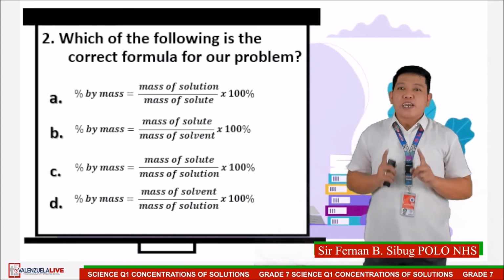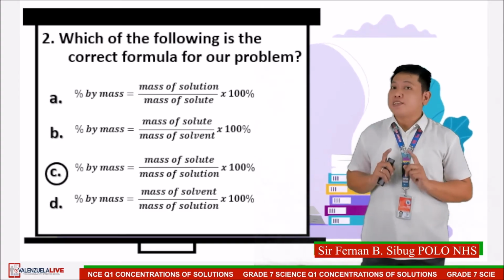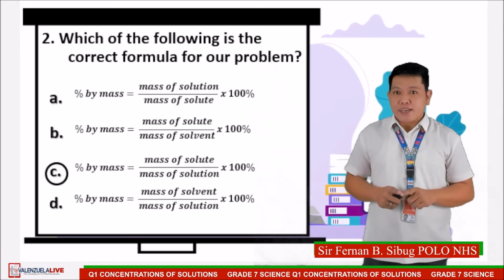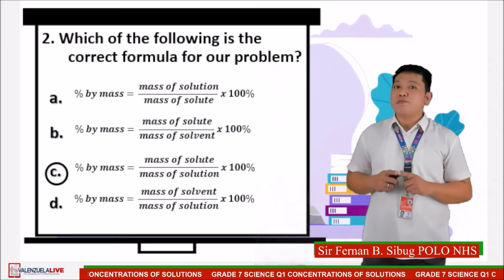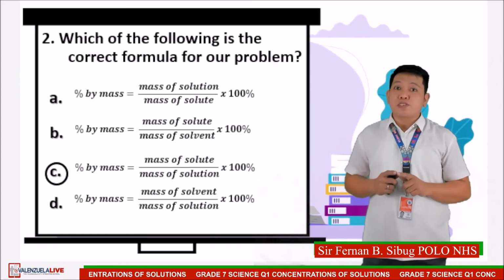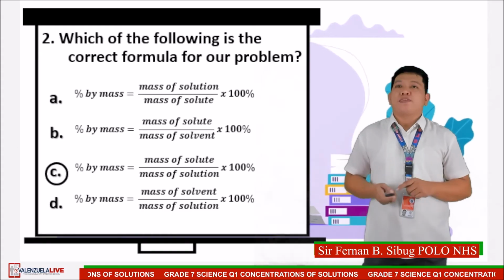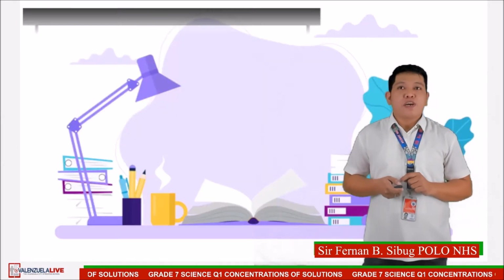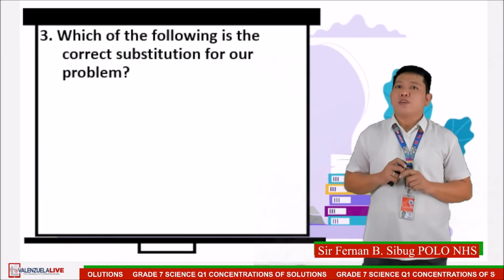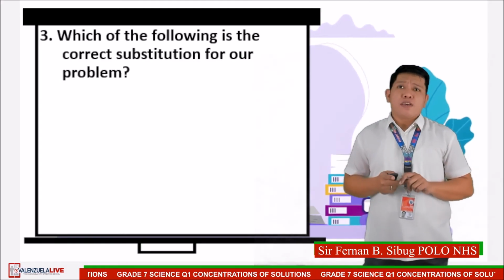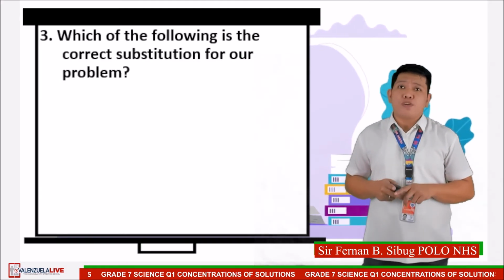Okay, the correct answer is letter C. Percent by mass is equal to the mass of solute over the mass of solution multiplied by 100%. Question number 3. Which of the following is the correct substitution for our problem?